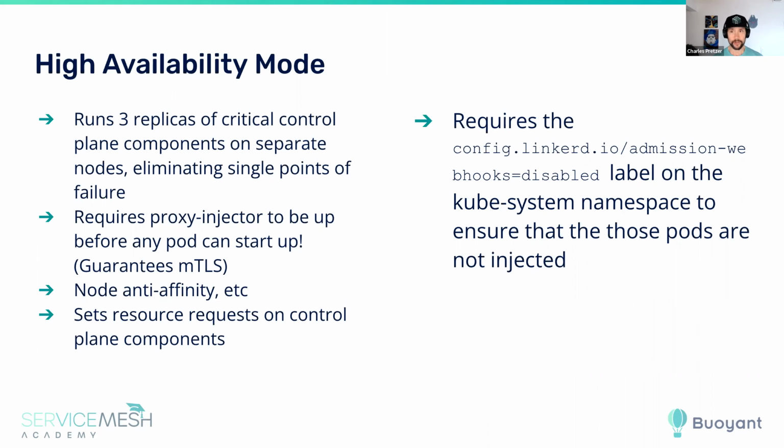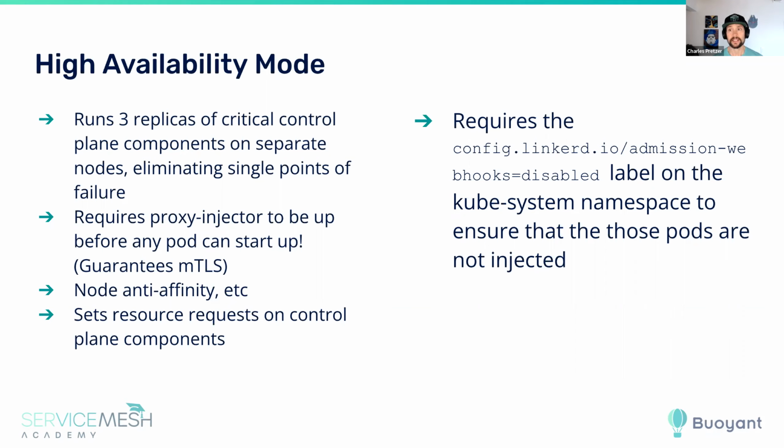High availability mode also includes node anti-affinity, which means that when we have these 3 replicas, and the reason that we need a minimum of 3 nodes is because no single node will have more than 1 replica of each of the control plane components. So this anti-affinity ensures the separation of the responsibilities, so that in the event of node failure, a control plane will still be up and running.